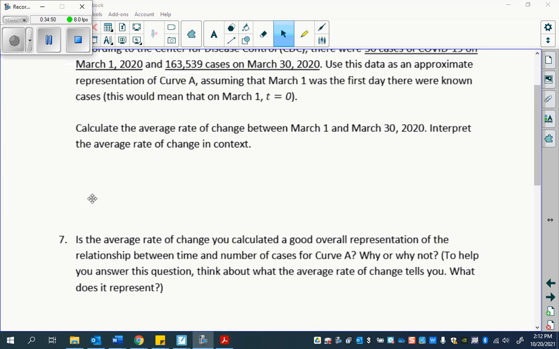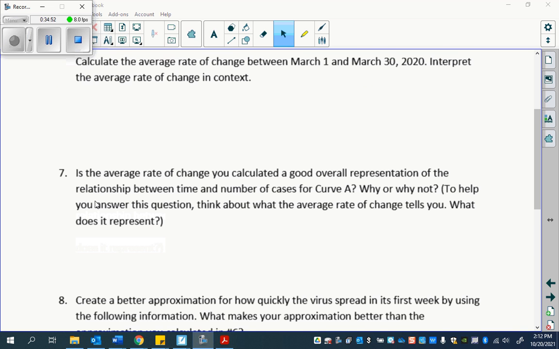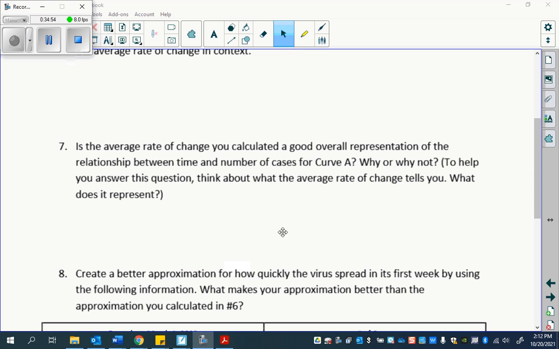Next up, is the average rate of change you calculated a good overall representative of the relationship between time and the number of cases for curve A? Why or why not? To help you answer this question, think about what the average rate of change tells you and what it represents. So whatever value you got, is it fair to say that there are that many cases every day? Is it fair to say that it's pretty close?